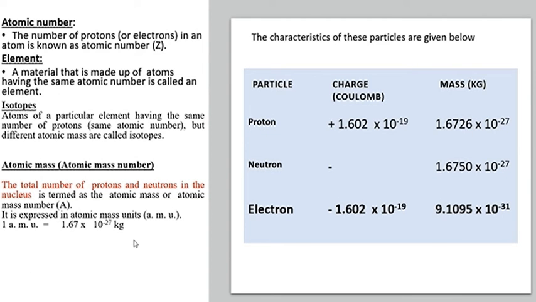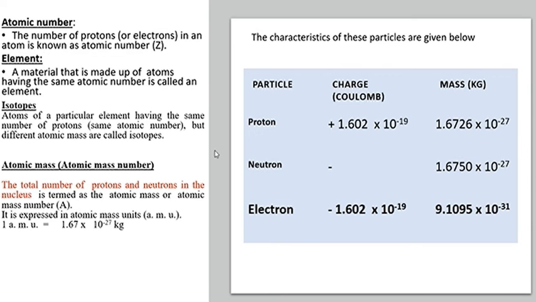The number of protons or electrons in an atom is known as the atomic number, but you have to remember that the most important thing is to identify the protons, because if you have ions you can't just say it is equal to the atomic number. Element: the material that is made up of atoms having the same atomic number is called an element. That is what we identify as helium. Then isotopes: atoms of a particular element having the same number of protons but different atomic mass are called isotopes. The only change is that the number of neutrons changes, which means your mass number changes.